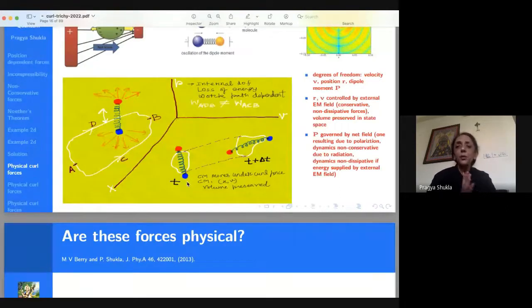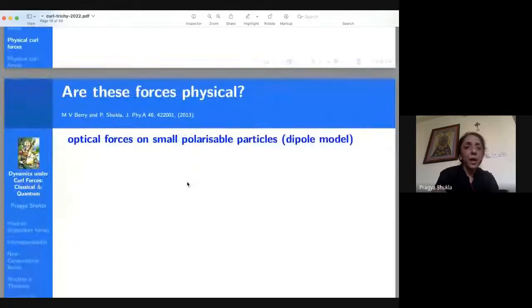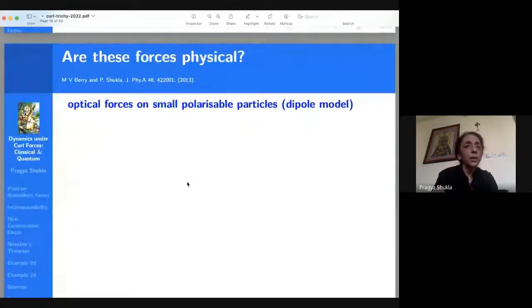Of course, I don't have to talk about this, but to build up, to build insight in any new physics, we have to start with a very simple model, and that's why we are doing it. Okay, so now comes the question. Actually, I always have two types of slides.